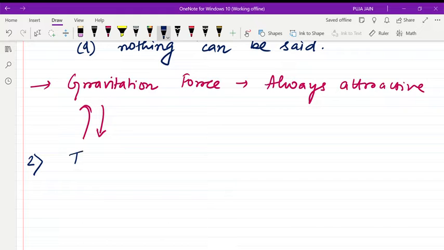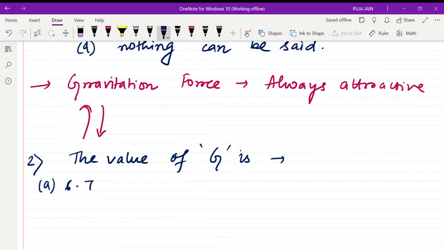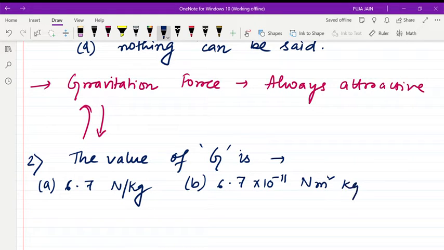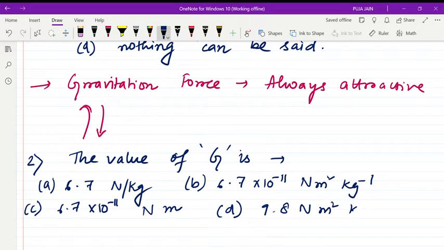The value of G, that is gravitational constant, is. Options are: A, 6.7 Newton per kg. Option B, 6.7 into 10 to the power minus 11 Newton meter square kg to the power minus 1. Option C, 6.7 into 10 to the power minus 11 Newton meter. And option D is 9.8 Newton meter square kg inverse. Many students would remember that the value is 6.7 into 10 to the power minus 11, but two options have got this answer. The change is in the unit.